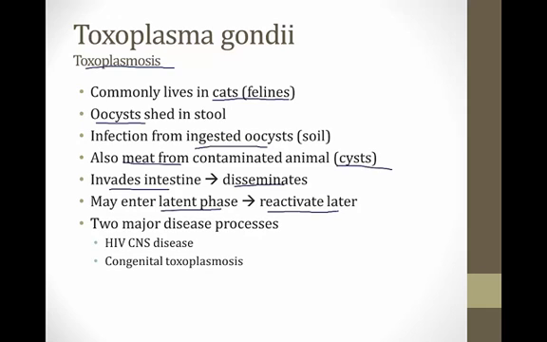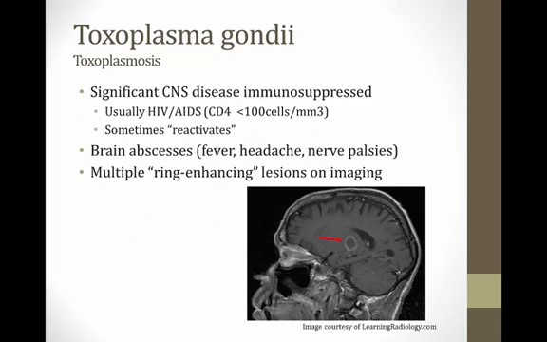There are 2 major disease processes caused by toxoplasma. The first one is HIV/CNS disease, and the second one is congenital toxoplasmosis. Toxoplasma causes significant central nervous system disease, but only if you are immunosuppressed. Now, usually this is an HIV or AIDS patient. You need to have a very low CD4 count to get toxoplasmosis, usually less than 100. It can also be someone who's on high-dose immunosuppressants, for example, people who've had a solid organ transplantation.